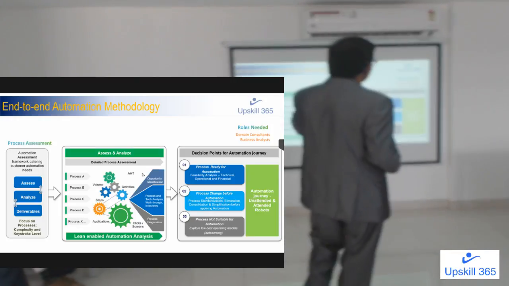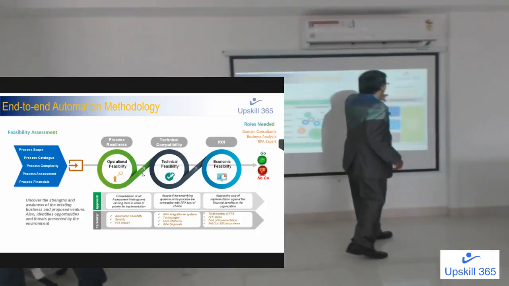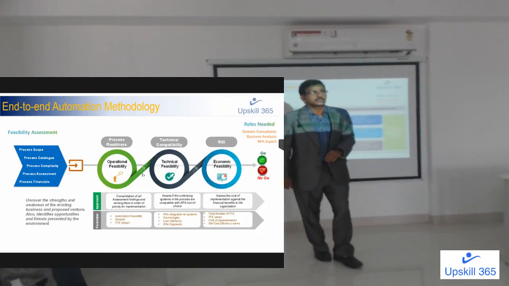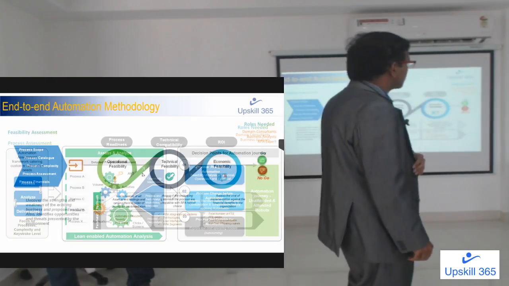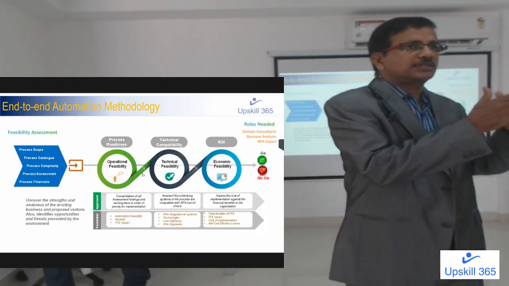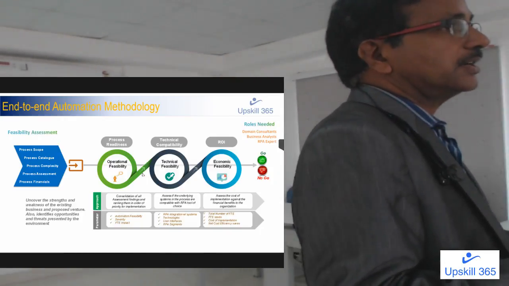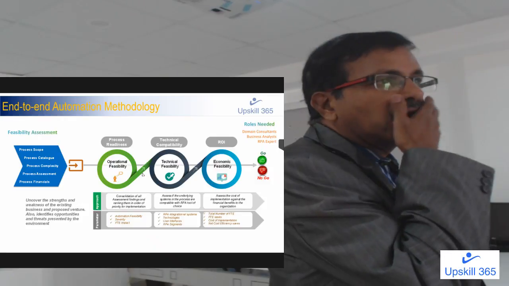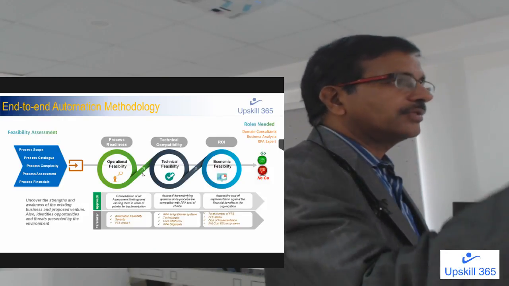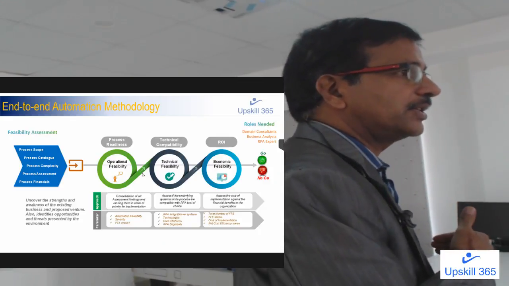So this is how process assessment works, and these are the roles. The domain consultant and business analyst perform these activities. Next is feasibility assessment. Once I identify that these are the 100 use cases, I need to check the feasibility also. They say this is the best case, all 100 use cases are fit for RPA. But in the next stage of filtering, I'll check the feasibility.